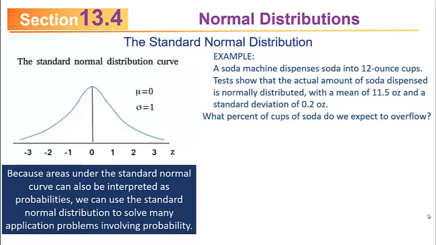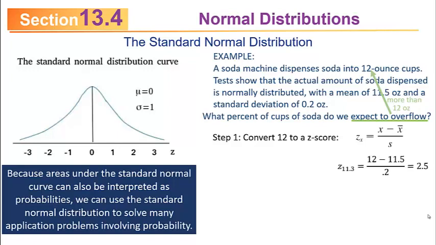What about this question? What percent of cups of soda do we expect to overflow? Well, remember, it's a 12-ounce cup, so overflowing would be for it to go over 12 ounces. So 12 is what we want to change to a z-score. So you plug it into your formula and say 12 minus the mean of 11.5 divided by the standard deviation of 0.2, and that comes out to be 2.5. We want it to be interpreted as an area under the standard normal, so we want it to be greater than 2.5. That's the overflow area.